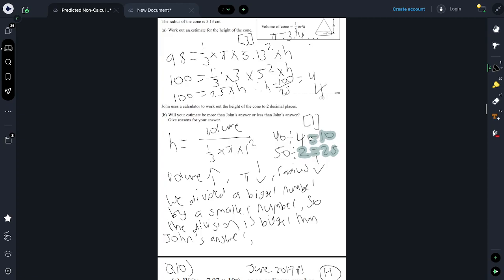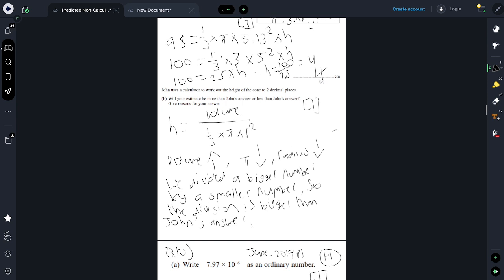So, hopefully that makes sense. And that's what they're getting at. So with these reasoning questions, you've got to really consider what you've done and how that affects the answer. So think about the calculation here, how that would differ. So this is the height, this is the division here. We've got a bigger number, so that means our estimate has to be larger than John's because of the reasoning there. Okay, hopefully that makes sense. And that was only for 1 mark.